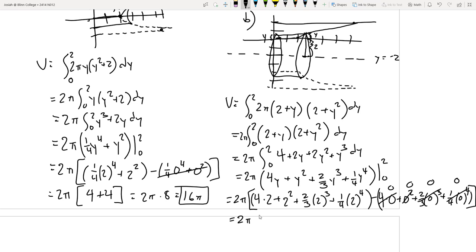So 2 pi times 8 plus 4 plus 2 times 8, sorry, 2 to the third is 8, times 2 is 16 over 3. Plus, and we've already seen what this is, this should be 4 from over here. So we've got 2 pi times 8 plus 4 plus 4, that's 16, plus 16/3. And we want to turn this into a single fraction here. So 16 times 3, it's going to get 48.